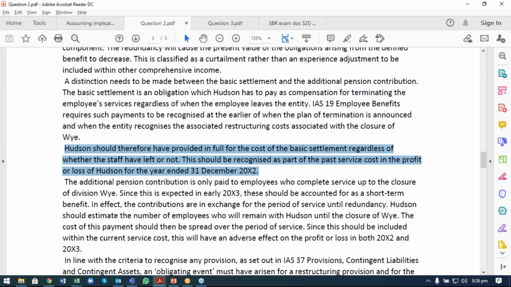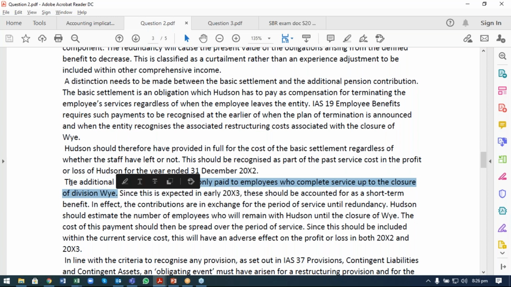Additional pension contribution is only paid to the employees who complete service up to the closure of the wine division. So the company has to estimate how many employees would remain within the company until the closure of this division, and based on that estimate the company has to calculate the additional pension contribution that should be charged to profit and loss account. It should be charged to profit and loss account because it is a short-term benefit. Since this is expected in early 2003, it should be accounted for as a short-term benefit.